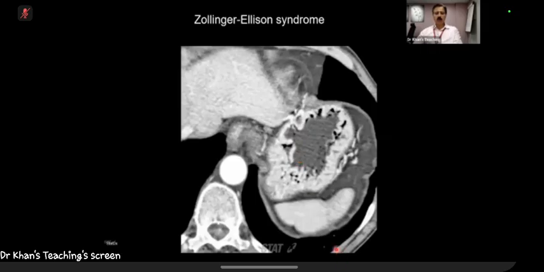So what I'm going to do is, this case which I have just shown you, I will show it to you again, and this time I will show you in a PACS format. And this is a very, very important case for your long cases also.